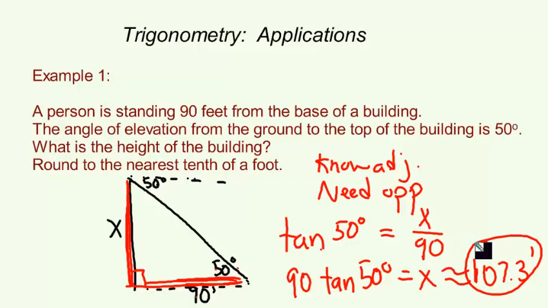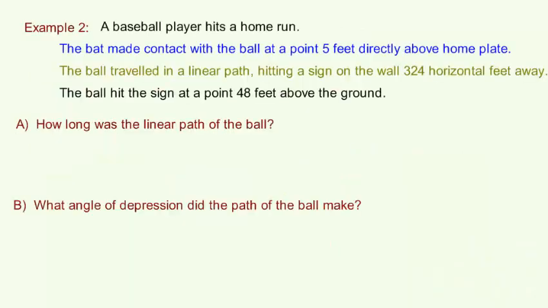That was fun. Let's do another one. Here we have a baseball player. Hits a home run. That means the ball went out of the park. The bat made contact with the ball at a point 5 feet directly above home plate. So the ball was already in the air when it was launched.